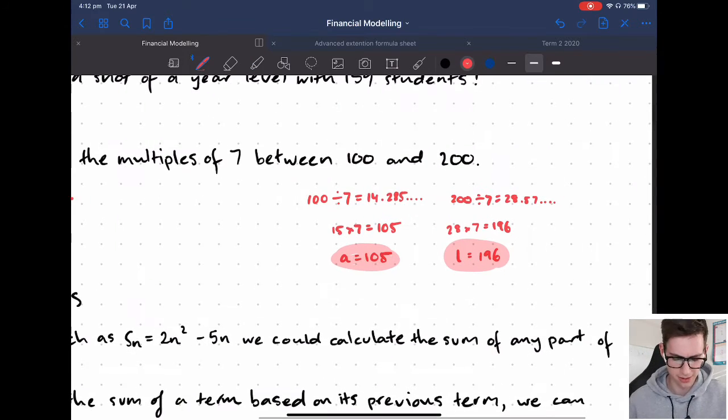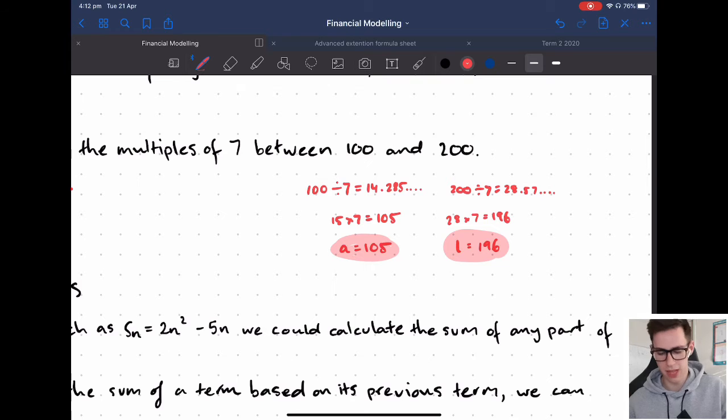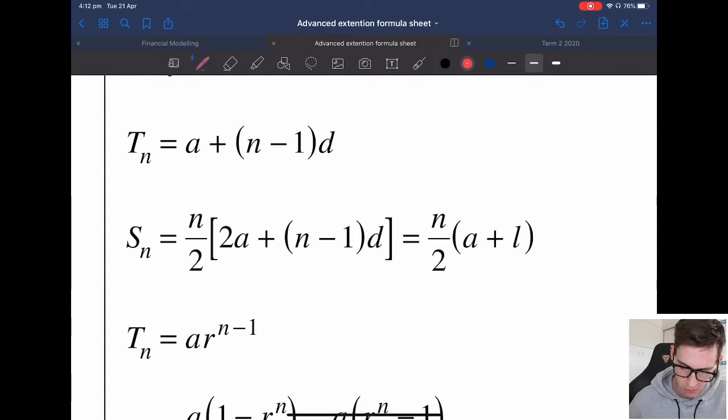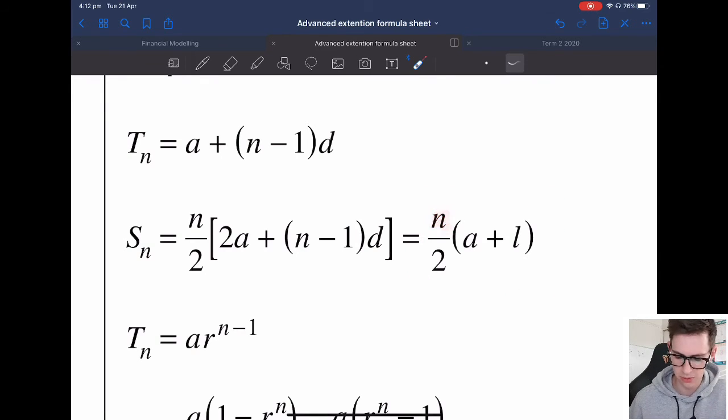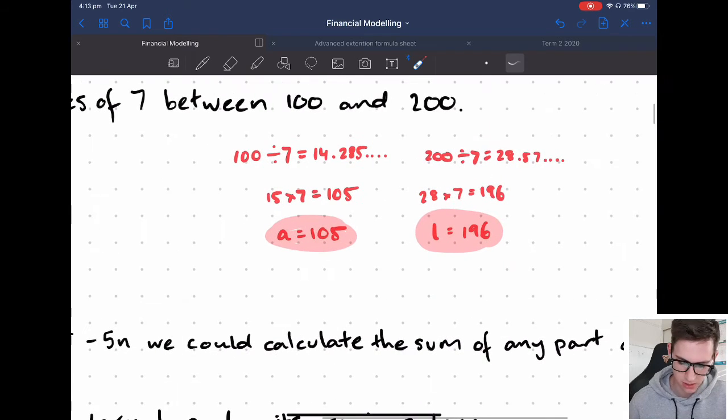So now what I found is my smallest value and my largest value. And if we go to our reference sheet, I'm setting myself up to use this really nice short formula where it's the number of terms over 2 times the sum of the first and last numbers. So I already have the first and last numbers. What I need to know though is the number of terms. So what I need to know is, well, what number term is this 196?